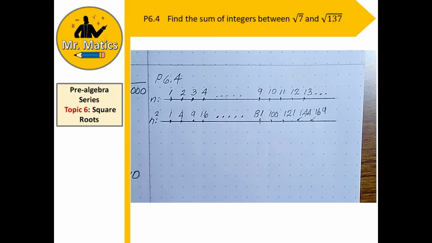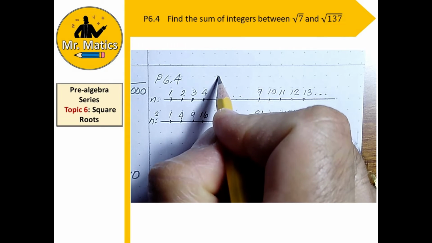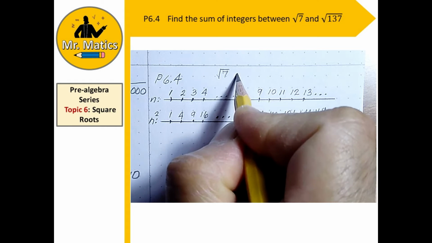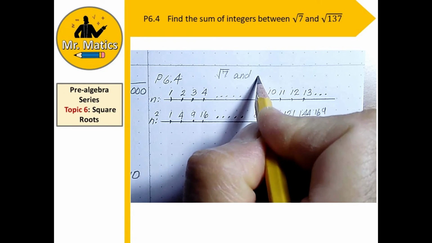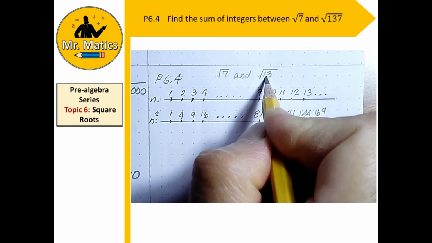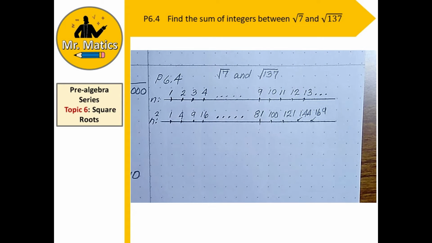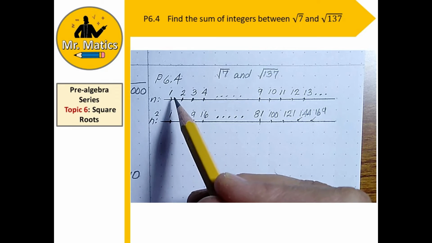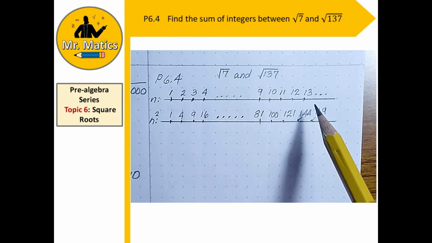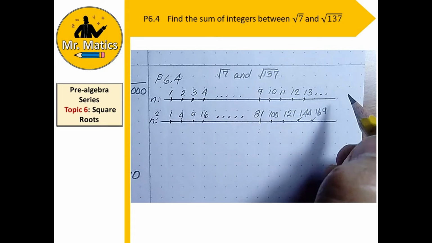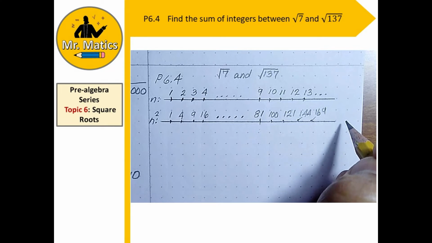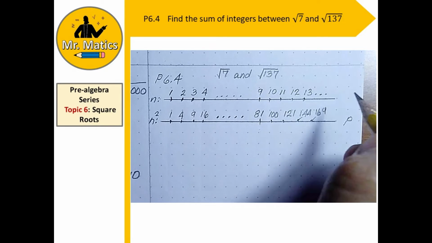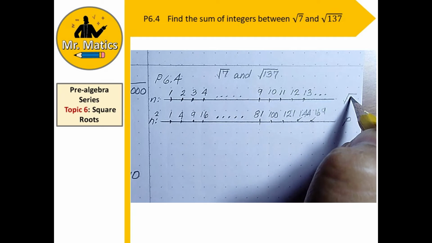So we have to locate root 7 and root 137. Now you see, if this is the number line, this number line is the square root of that. So another designation would be, let's say we call it p. Then I can call this a square root of p number line.